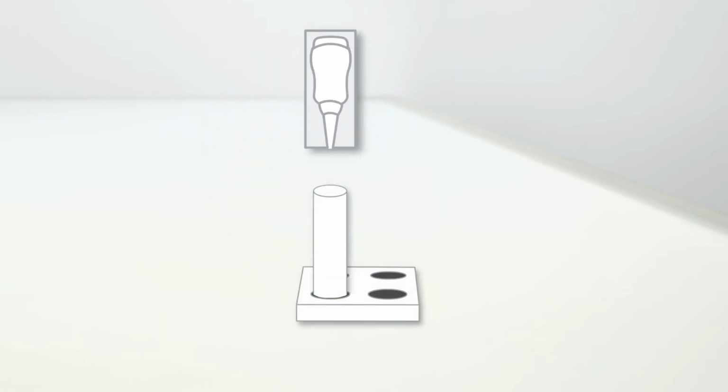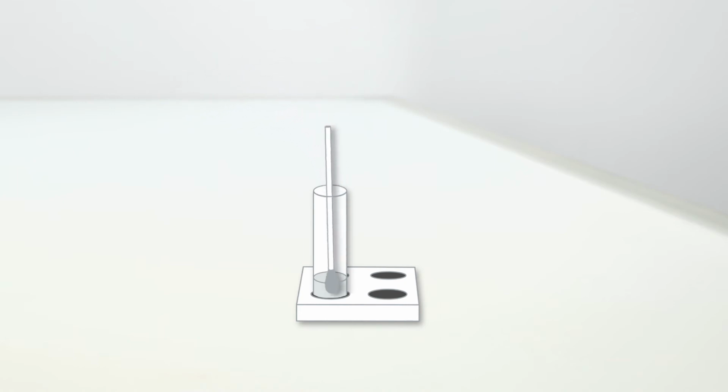Place a clean extraction tube into the reagent holder. Open the buffer ampoule by twisting off the tip. Make sure to hold the buffer ampoule vertically, squeeze it, and add the entire buffer solution to the extraction tube.